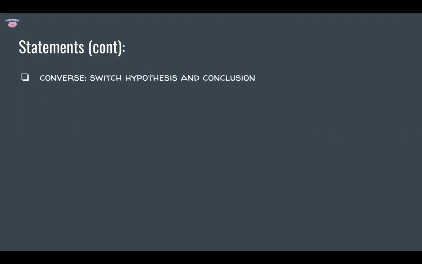The converse of a statement is when we switch the hypothesis and the conclusion. So in the previous example, the converse would be, if I'm wearing a jacket, then it is raining. And it doesn't have to be equal to the statement, because it doesn't have to rain when I'm wearing a jacket. It could just be windy. It doesn't have to rain. So the converse of the previous statement is false.